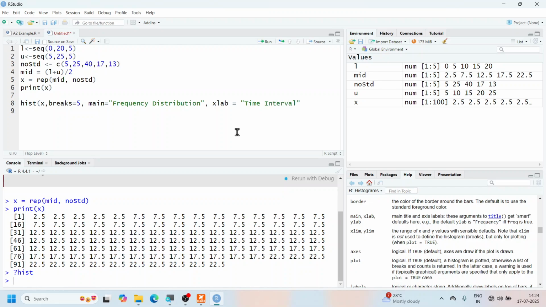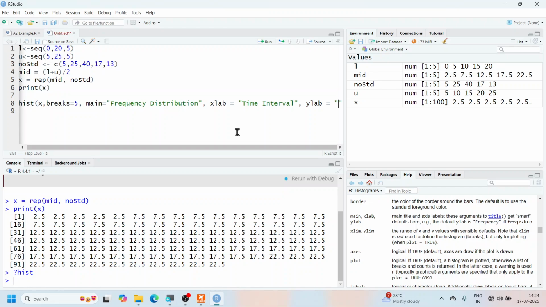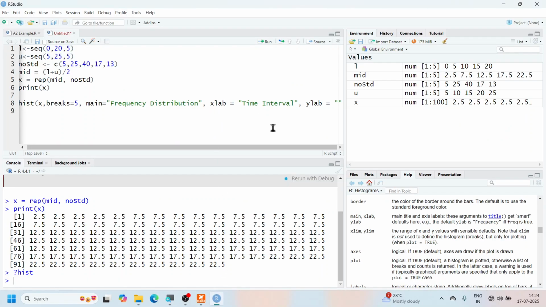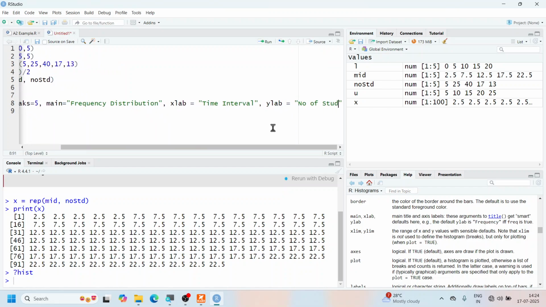In the y-axis, what are you going to take? The y label, what are you going to take? So the y-axis is definitely the number of students. The time versus number of students. So you write number of students. So you write that thing.